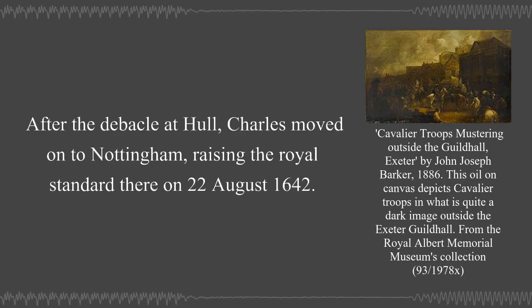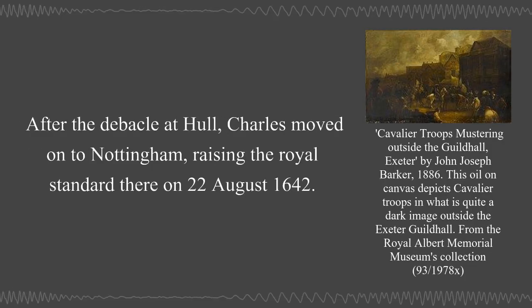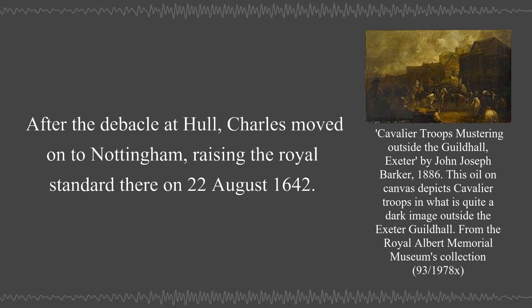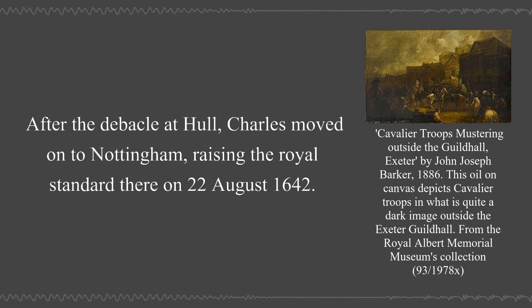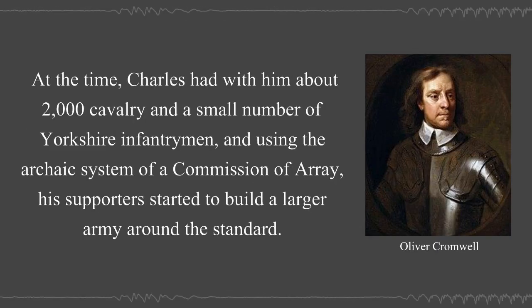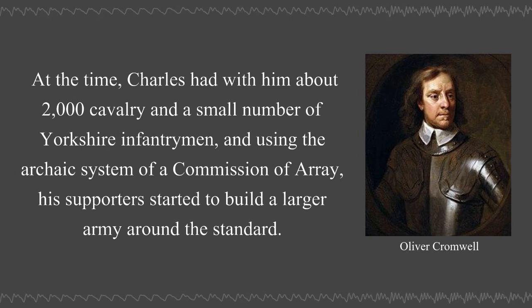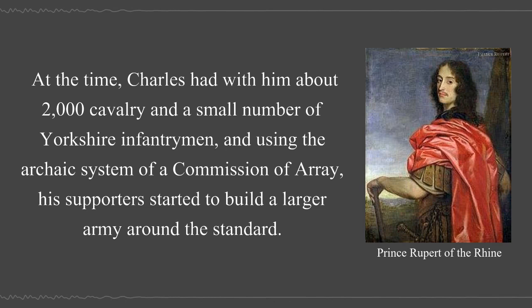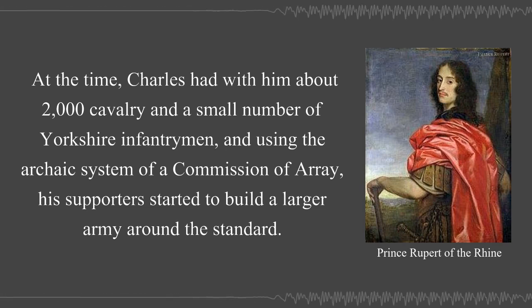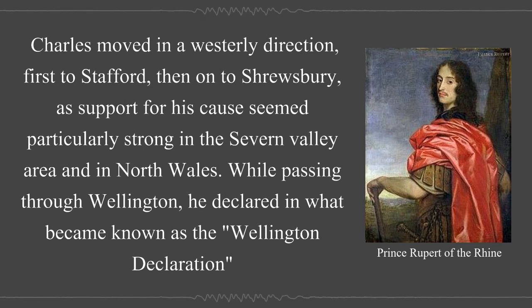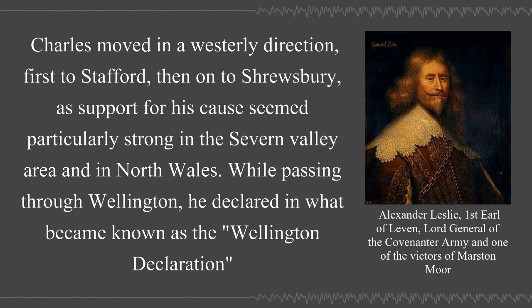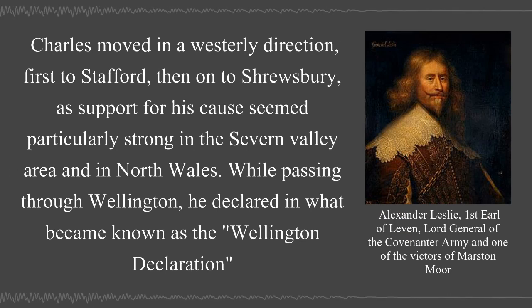After the debacle at Hull, Charles moved on to Nottingham, raising the royal standard there on 22 August 1642. At the time, Charles had with him about 2,000 cavalry and a small number of Yorkshire infantrymen, and using the archaic system of a commission of array, his supporters started to build a larger army around the standard. Charles moved in a westerly direction, first to Stafford, then on to Shrewsbury, as support for his cause seemed particularly strong in the Severn Valley area and in North Wales.